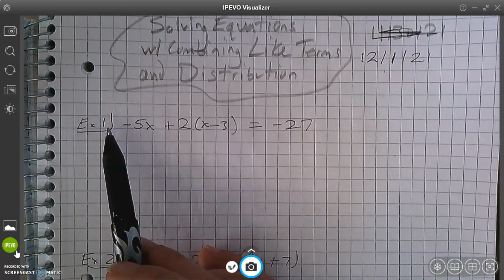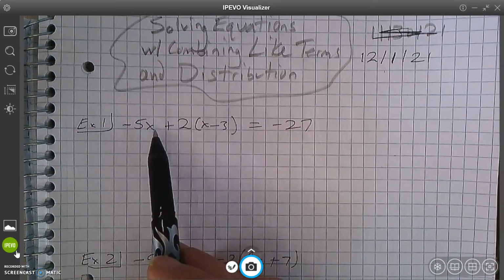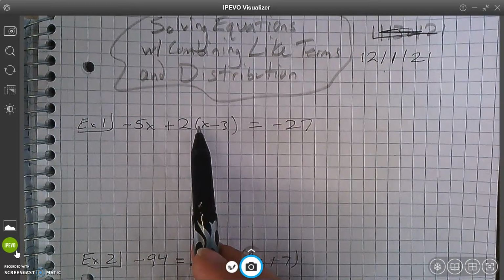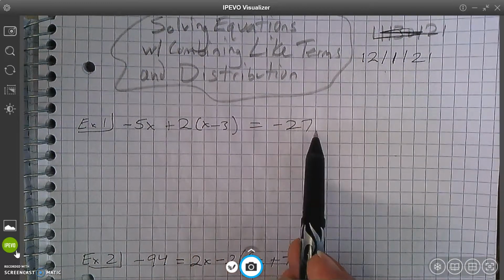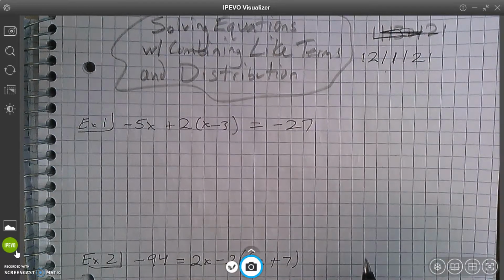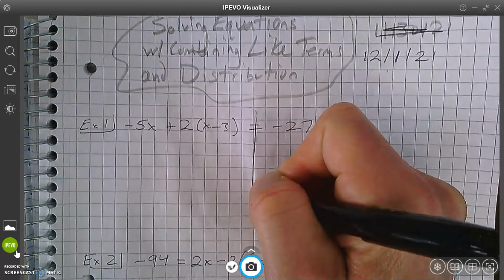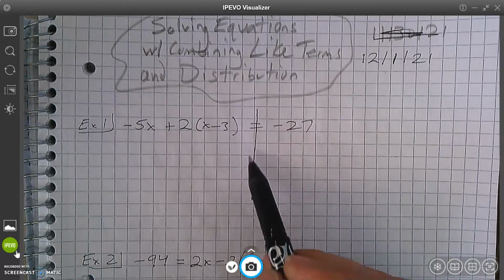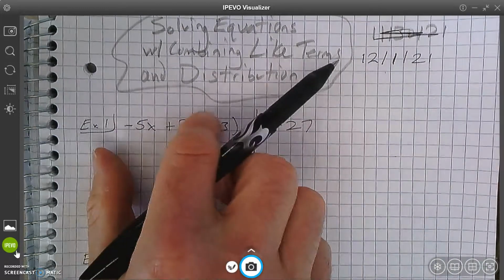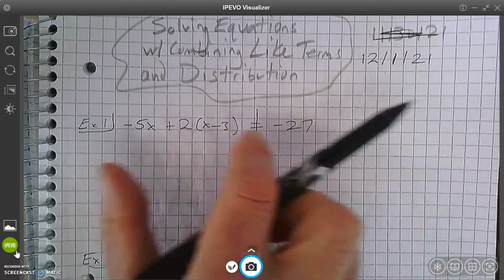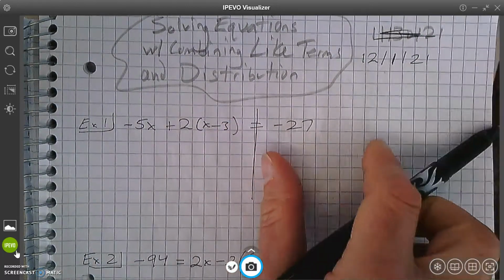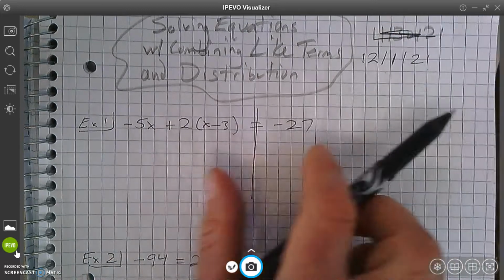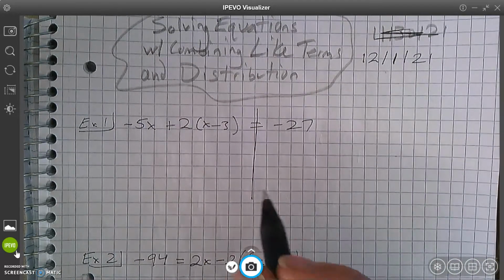So, example 1, write this down. Negative 5x plus 2 times the quantity x minus 3 equals negative 27. First thing, always draw a line down the equal sign. That means I'm not going to combine like terms across the equal sign. This side I'm going to combine like terms and distribute, and this side I'm going to combine like terms and distribute over here. I can't put them together over the equal sign.